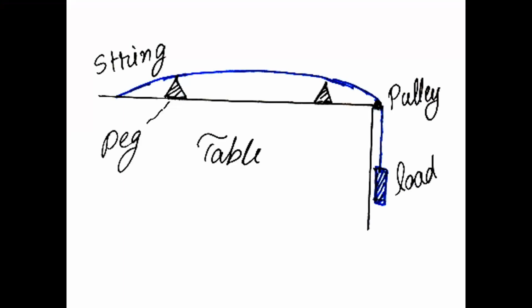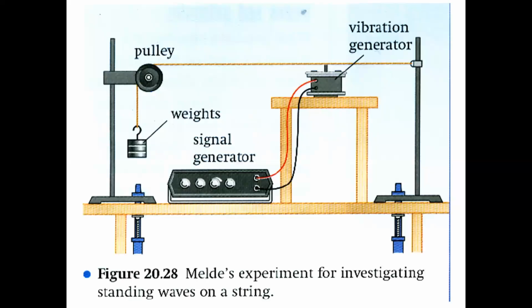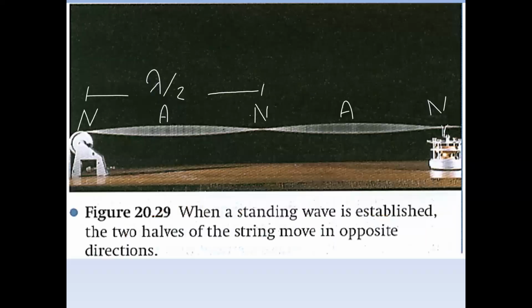Apparatus to form a stationary wave in a string. Look at this apparatus. I have a string and I'm hanging a load from one side. There is a peg on the support, and I can increase the load to increase the tension. This is the real apparatus. I have placed a signal generator and a vibrator, an electrical vibrator. The vibration will produce successive nodes and anti-nodes. The separation between two successive node and anti-node is lambda by 2.